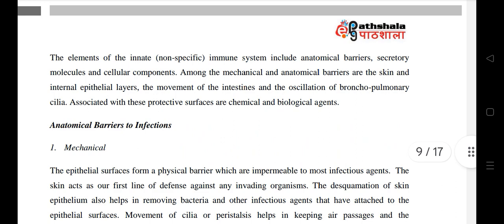The elements of the innate or non-specific immune system include anatomical barriers, secretory molecules, and cellular components. Among the mechanical and anatomical barriers are the skin and internal epithelial layers, the movement of the intestines, and the oscillation of bronchopulmonary cilia. Associated with these protective surfaces are chemical and biological agents.